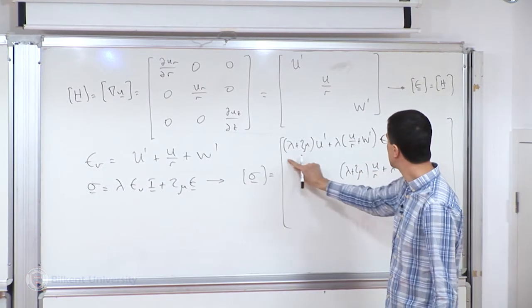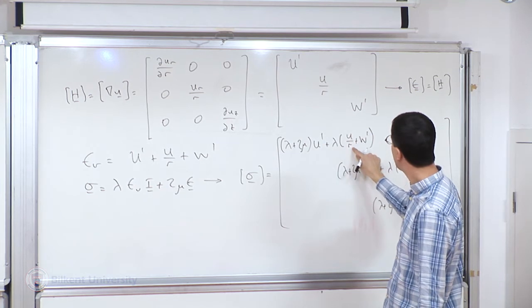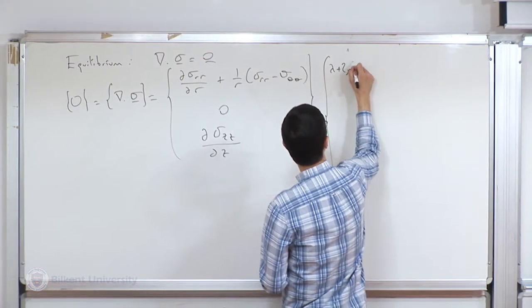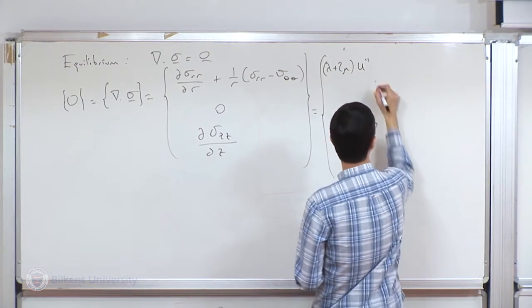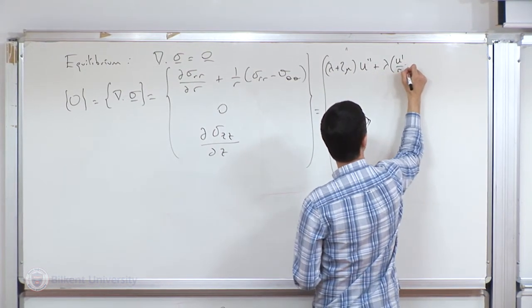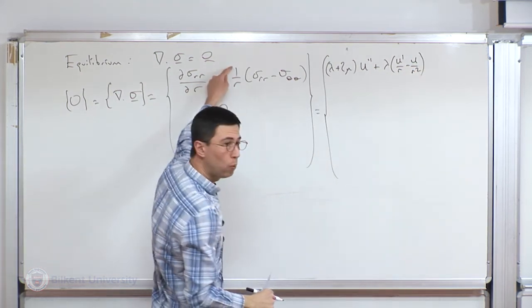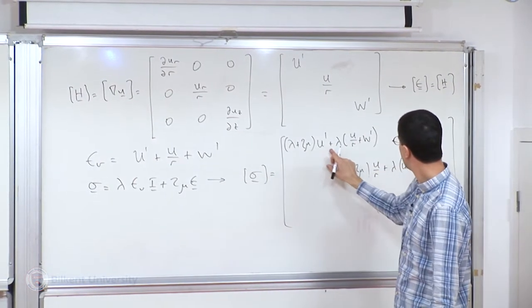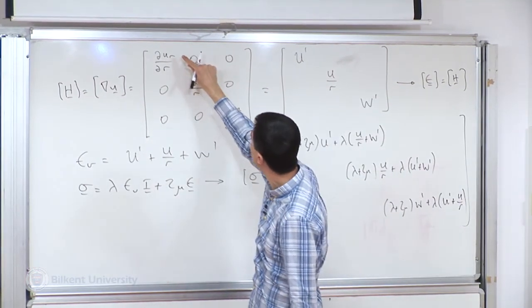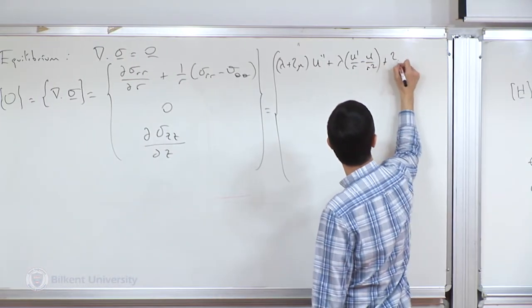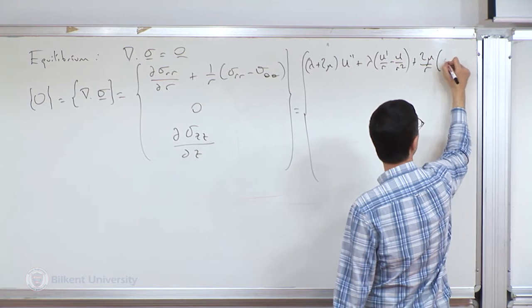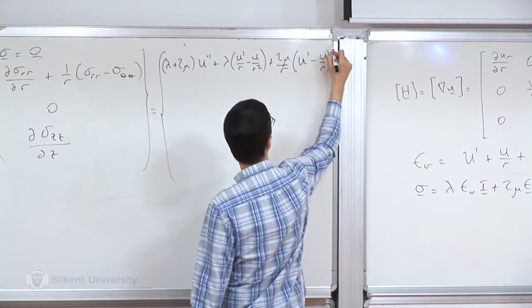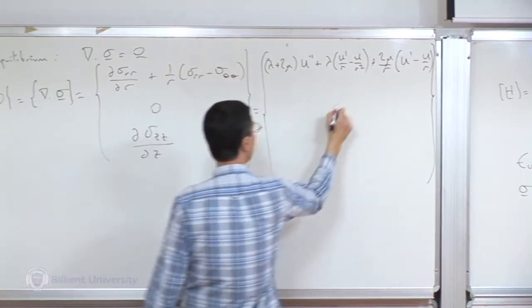Sigma RR over R. So U double prime, U prime over R minus U over R squared. Lambda plus 2 mu U double prime plus lambda U prime over R minus U over R squared. And then 1 over R, the difference between these two. So 1 over R, that minus that, that's equivalent to 1 over R 2 mu, this minus that. So plus 2 mu over R, u prime minus u over r. 2 mu is over here. That's the R entry. The second entry is 0.